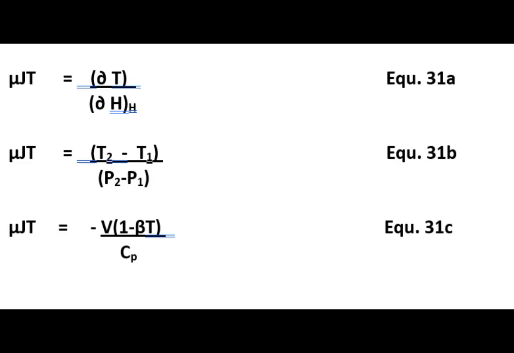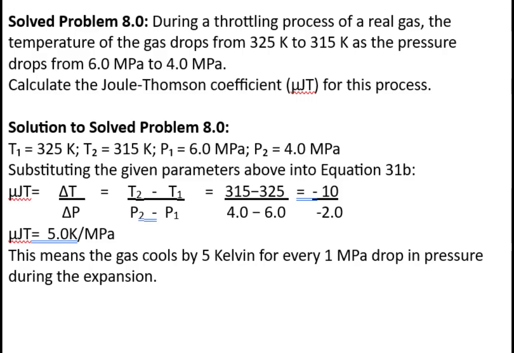Understanding the thermodynamic behavior of real gases. Solved problem 8.0. During a throttling process of a real gas, the temperature of the gas drops from 325 K to 315 K as the pressure drops from 6.0 MPa to 4.0 MPa. Calculate the Joule-Thomson coefficient, μJT, for this process. The solution to this problem is as shown here.